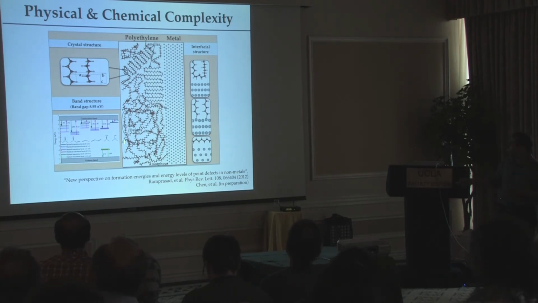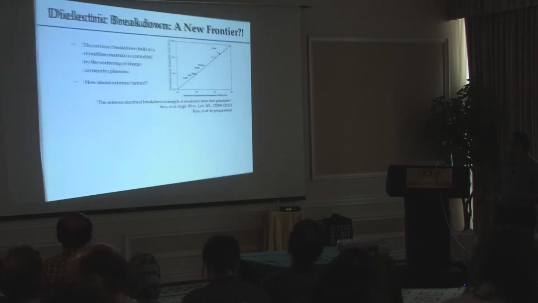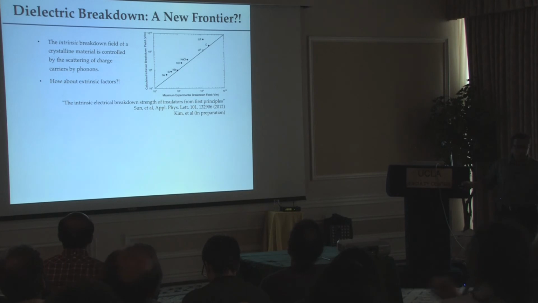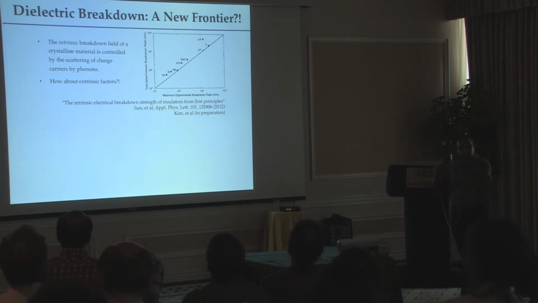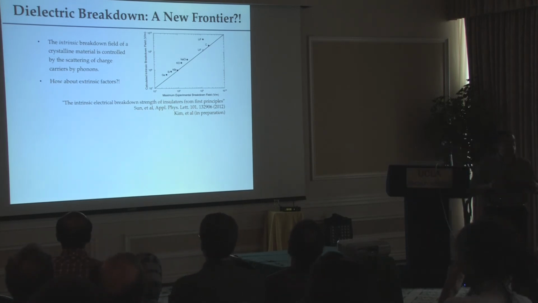Polymers are very complex. They are generally not single crystal. There are interfaces with the metal electrode. We are not yet really treating them well yet. Needs to be done. And then I want to spend a minute or so talking about breakdown. This is something we have not really touched yet because we don't know how to compute the breakdown strength.